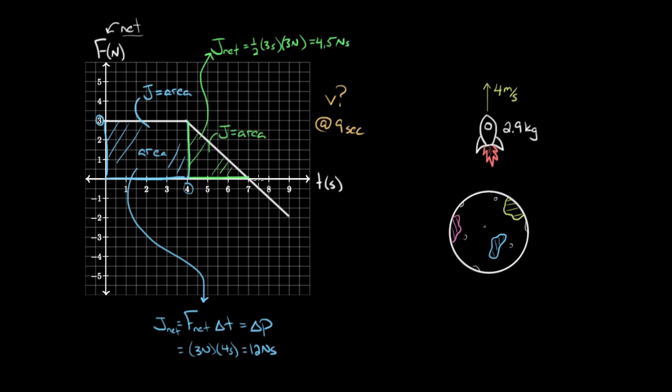So we've got one more section to go, but this one's a little weird. This one's located, the area is located below the time axis. So this is still a triangle, but since the forces are negative, this is going to count as a negative net impulse.